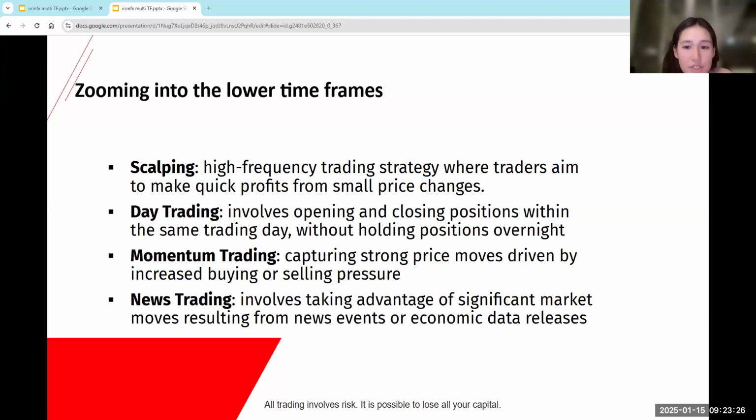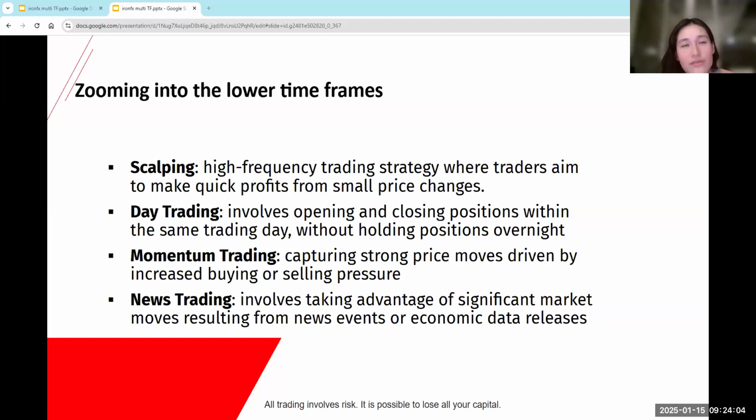Day trading. Day trading involves opening and closing positions within the same trading day without holding positions overnight. Day traders will often focus on intraday price movements and make multiple trades throughout the day. They aim to take advantage of short-term trends or volatility. Again, technical indicators, of course, chart patterns, and also real-time market data, especially if you are looking at Forex.